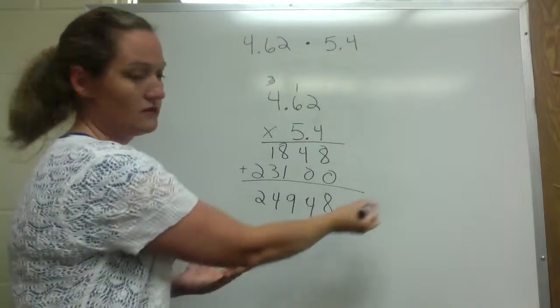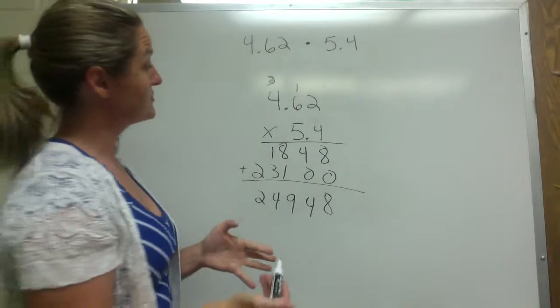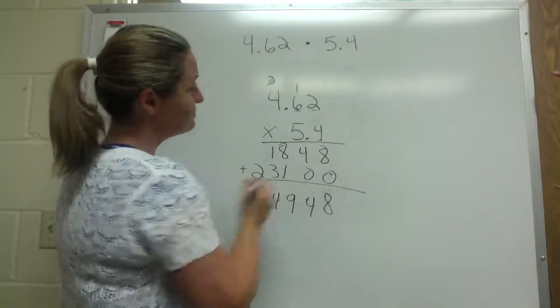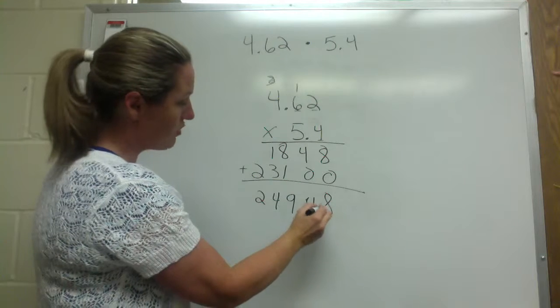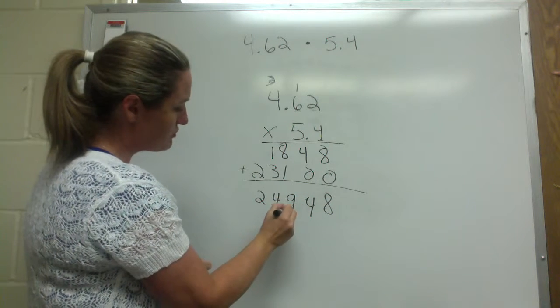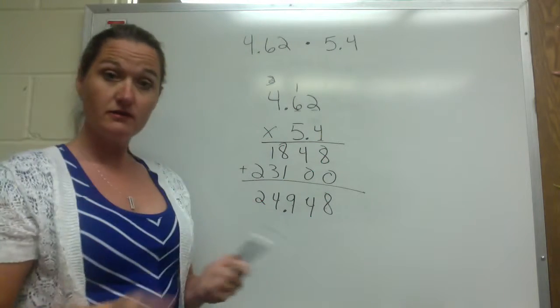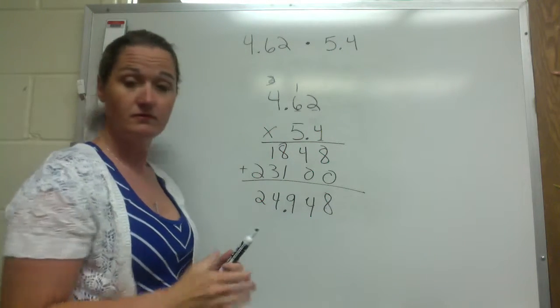Okay, so now I got this long string of numbers. I got to figure out where to put the decimal. So again, look up to my problem. I've got 1, 2, 3 numbers behind the decimal. So go to the end. 1, 2, 3. I have 3 numbers behind my decimal in my answer. Okay, so that is how we multiply decimals.